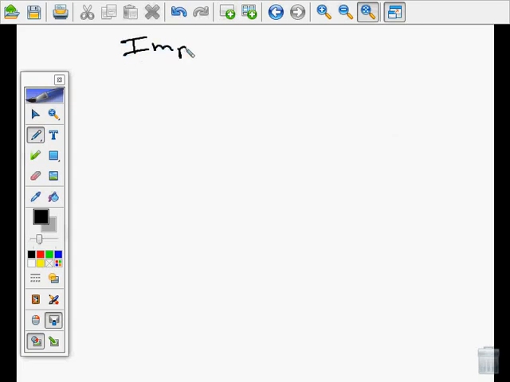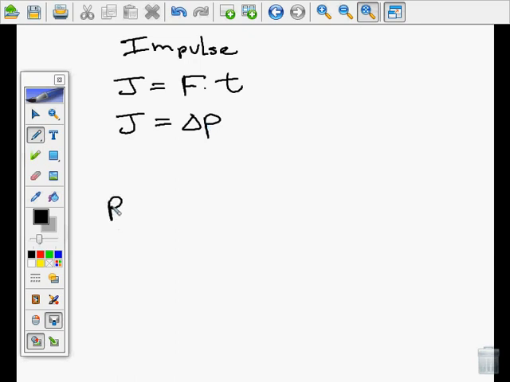Now, impulse is equal to force times time, or impulse is equal to change in momentum. Momentum, on the other hand, is equal to mass times velocity. So these are the three key formulas with impulse and momentum.